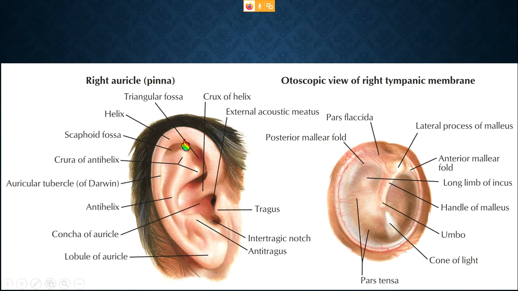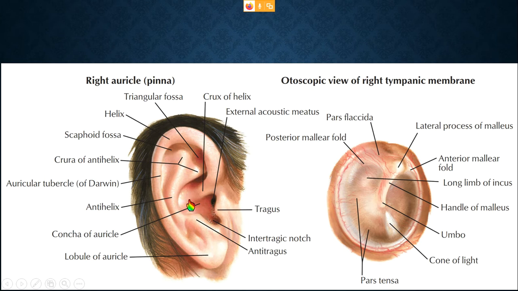The first elevation, which is present outside, is called the helix. This outside rim is called the helix. The helix forms a prominent peripheral rim. Its anterior limb descends as the crus of the helix into the concha. So this anterior limb of the helix extends downwards as the crus of the helix. This part is called the crus of the helix, and this part is called the concha.